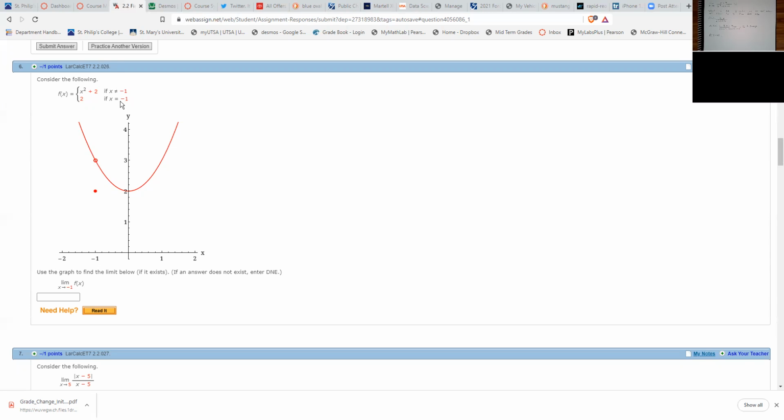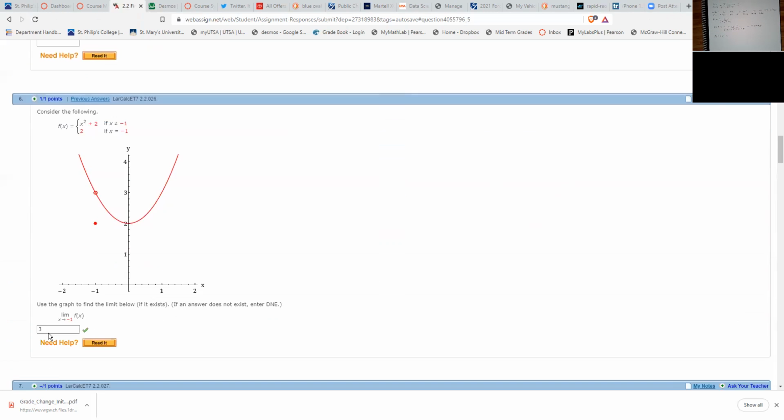So if I take the limit of this big F here, these 2 pieces put together, if I go from the left and go from the right, what y value am I approaching? 3. 3, right? Although the function is defined there at 2, the function is equal to 2, but the limit is actually 3.